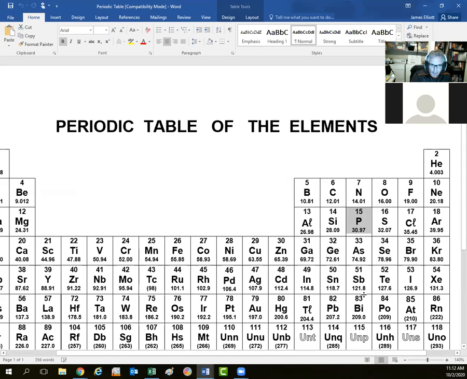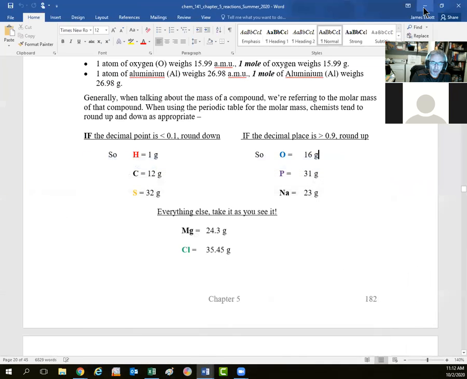Similar argument with things like, let's see, the arsenic, it is 74.92, so we'll just round up to 75. Any other good examples? There's a few in there. Aluminium, of course, 26.98, we normally just take as 27. So if the mass is almost a whole number, we'll round down or up as appropriate.